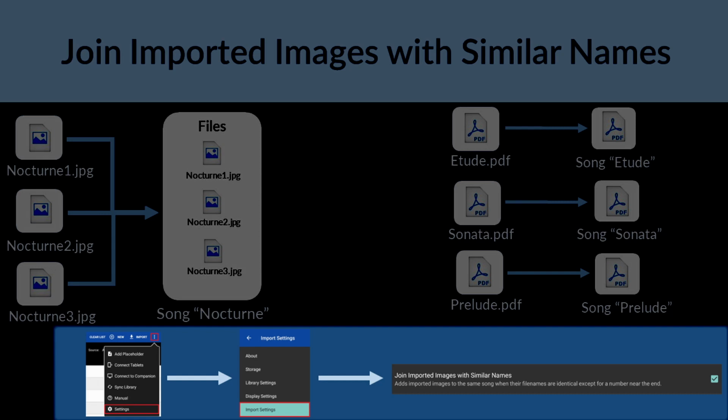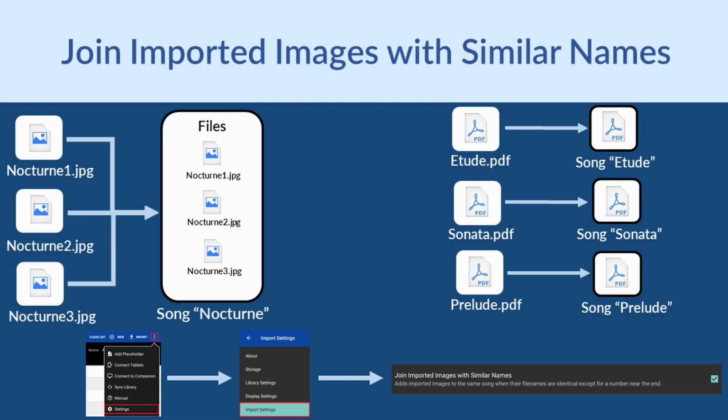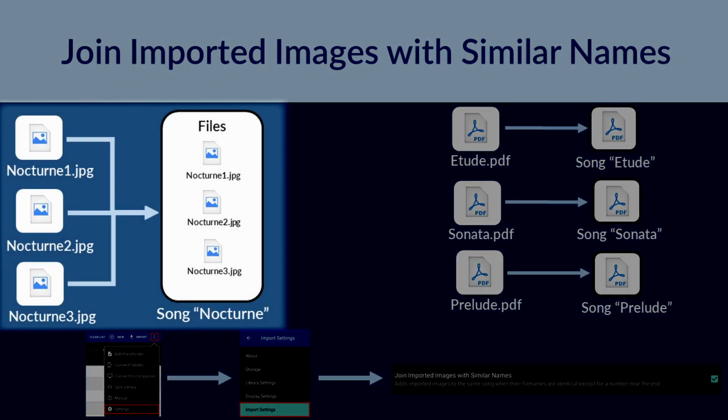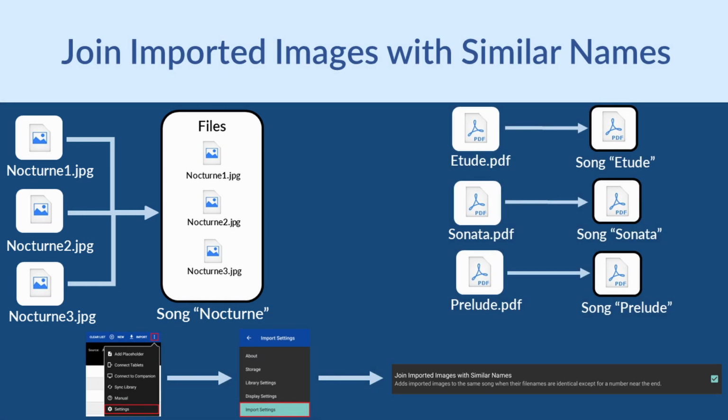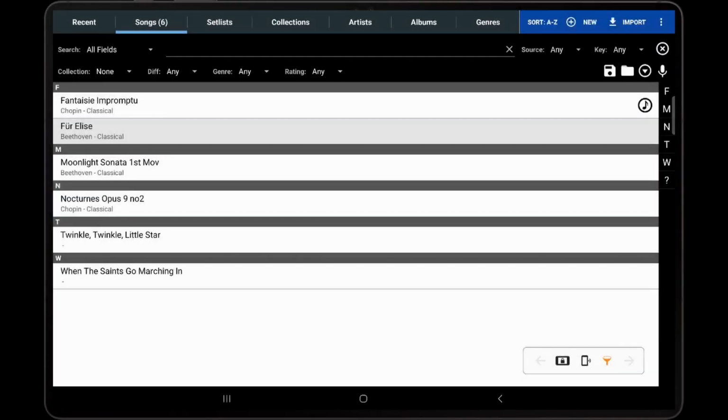Settings section. When this setting is enabled, MobileSheets will combine multiple image files into a single song if they all share the same file name except for a number at the end. This provides a convenient way to group images into a single song without having to use the song editor. I will now demonstrate how multiple image files are joined.